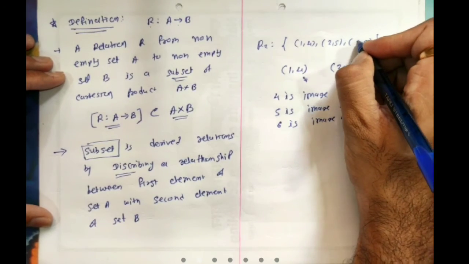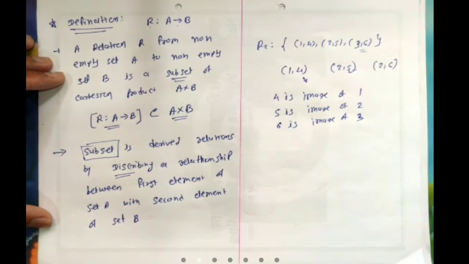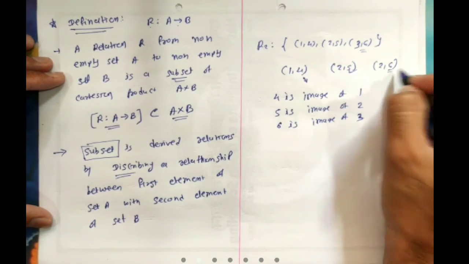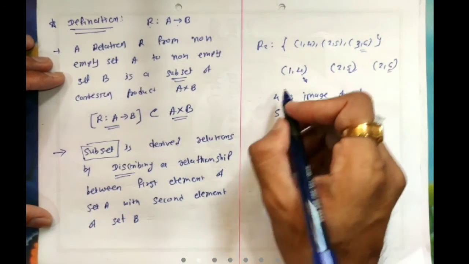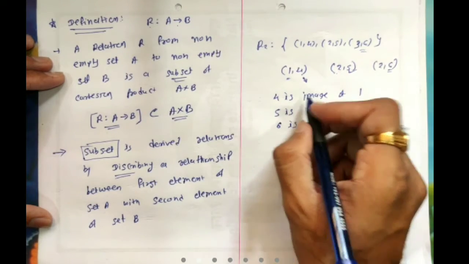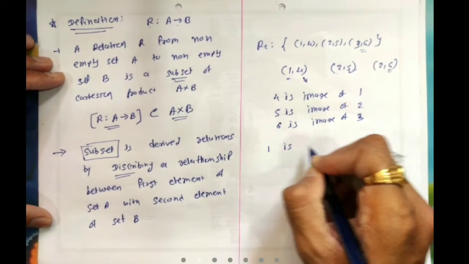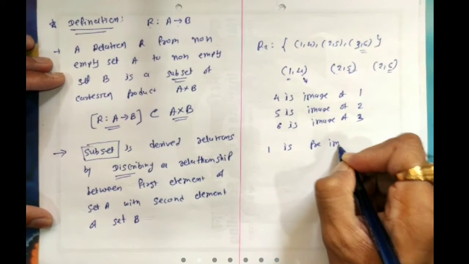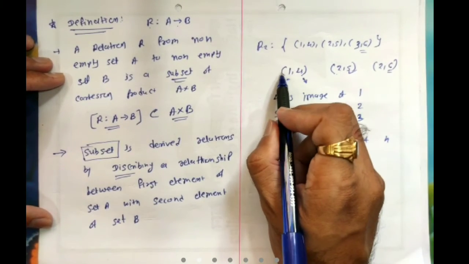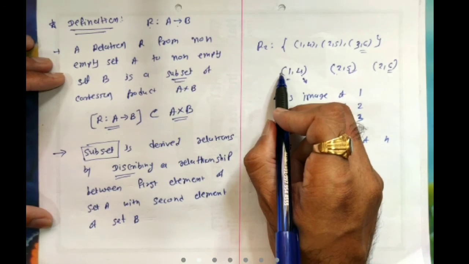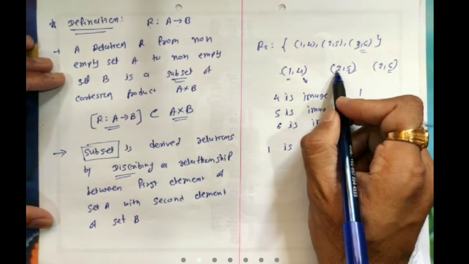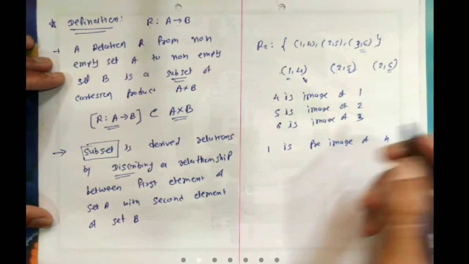Clear? Here it was 3, 6. So this is 3. The second element of an ordered pair is known as the image. Similarly, the first element, in reverse, is known as the pre-image. So 1 is the pre-image of 4, and 4 is the image of element 1. Similarly, 5 is the image of 2, so 2 is the pre-image of 5.